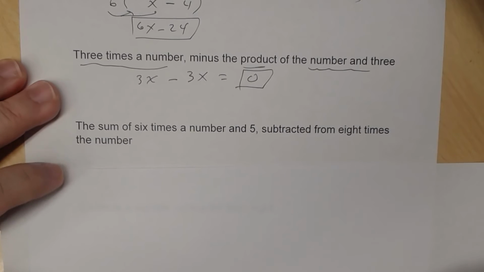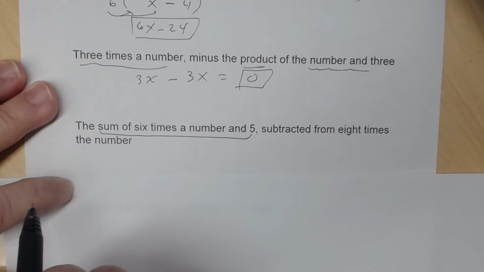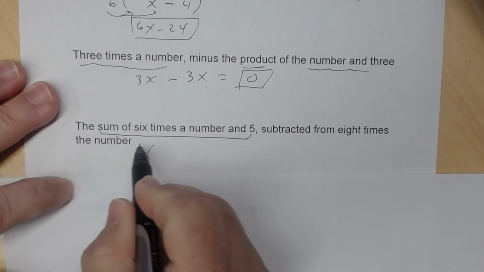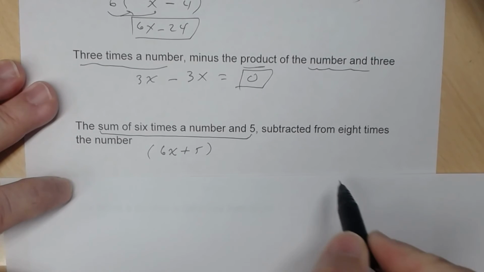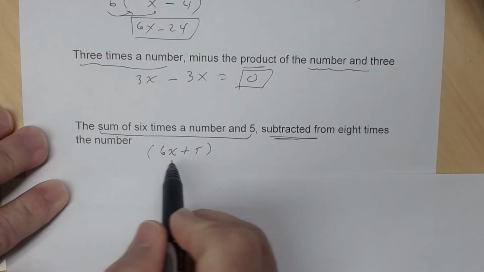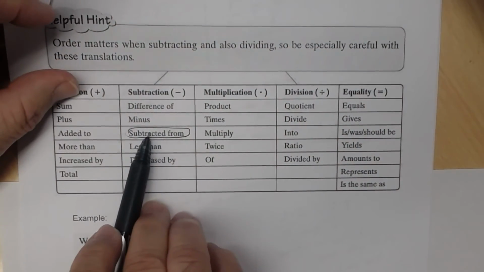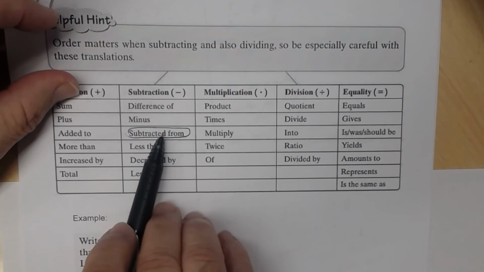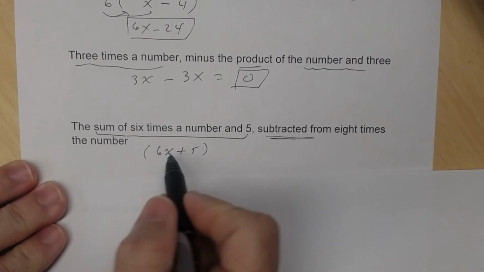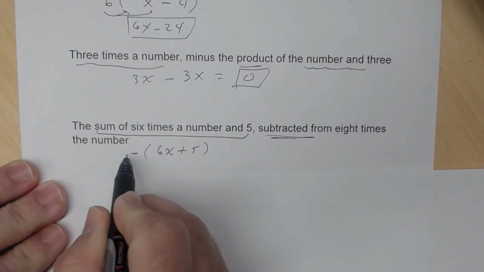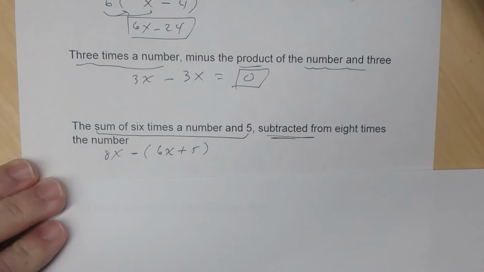Okay, next one. The sum of 6 times a number and 5. So here we go. Sum of 6 times a number and 5. So that means, in parentheses, 6 times a number and 5. That's what this is subtracted from. Okay, so remember subtracted from. That's one of our special cases right here. Remember that? So it's kind of, you do the opposite of the order in which you see it. So the sum of 6 times a number and 5 subtracted from. So that's being subtracted from. So notice the subtraction is in front. 8 times a number. And so that's what you have.